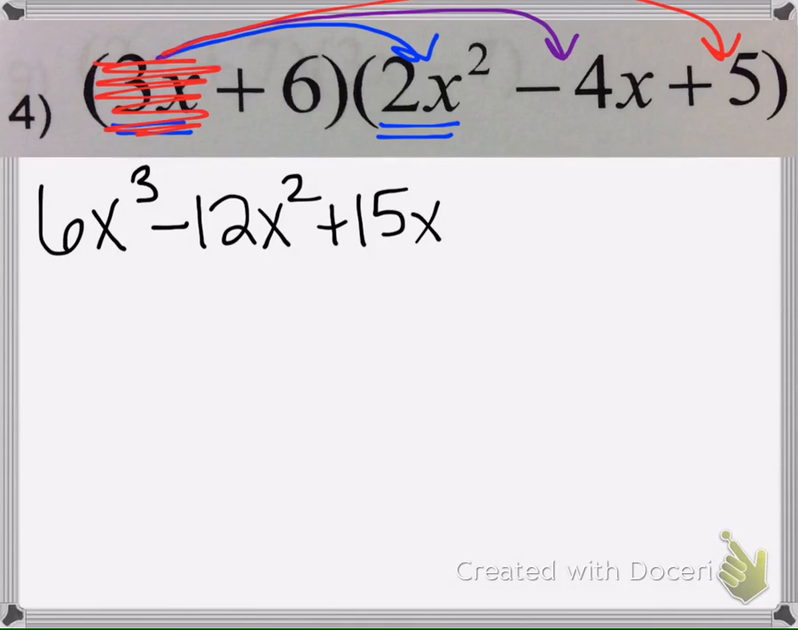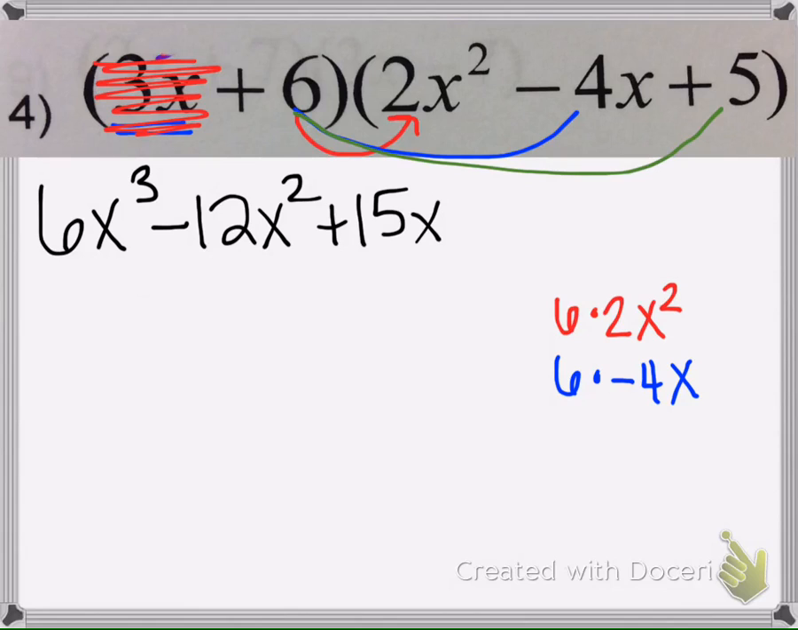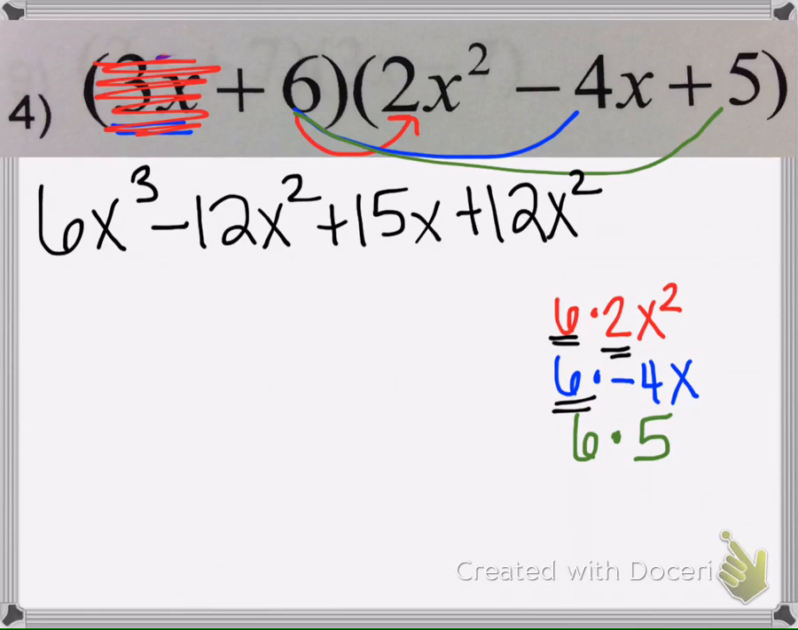Now I need to multiply the 6. So I have 6 times 2x squared, and then I have 6 times negative 4x, and then we have 6 times 5. So 6 times 2 is positive 12, and then we have the x squared. And then we have 6 times negative 4 is negative 24x, because we have the x here. And then 6 times 5 is positive 30.